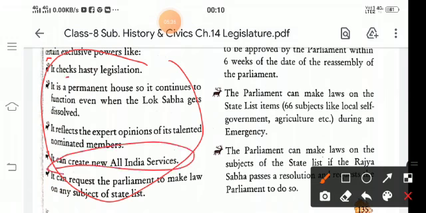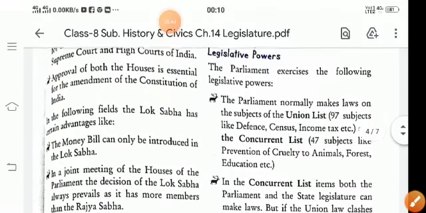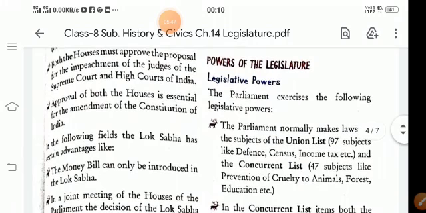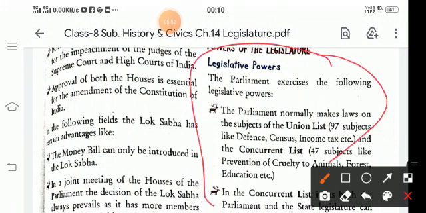Okay, now what are the powers of the legislature? First one is legislative power. What is legislative power? Legislative power is where parliament makes the law under the union list, that is the 97 subjects like defense, census, income tax, etc., and the concurrent list, which has 47 subjects like prevention of cruelty to animals, forest, and education.